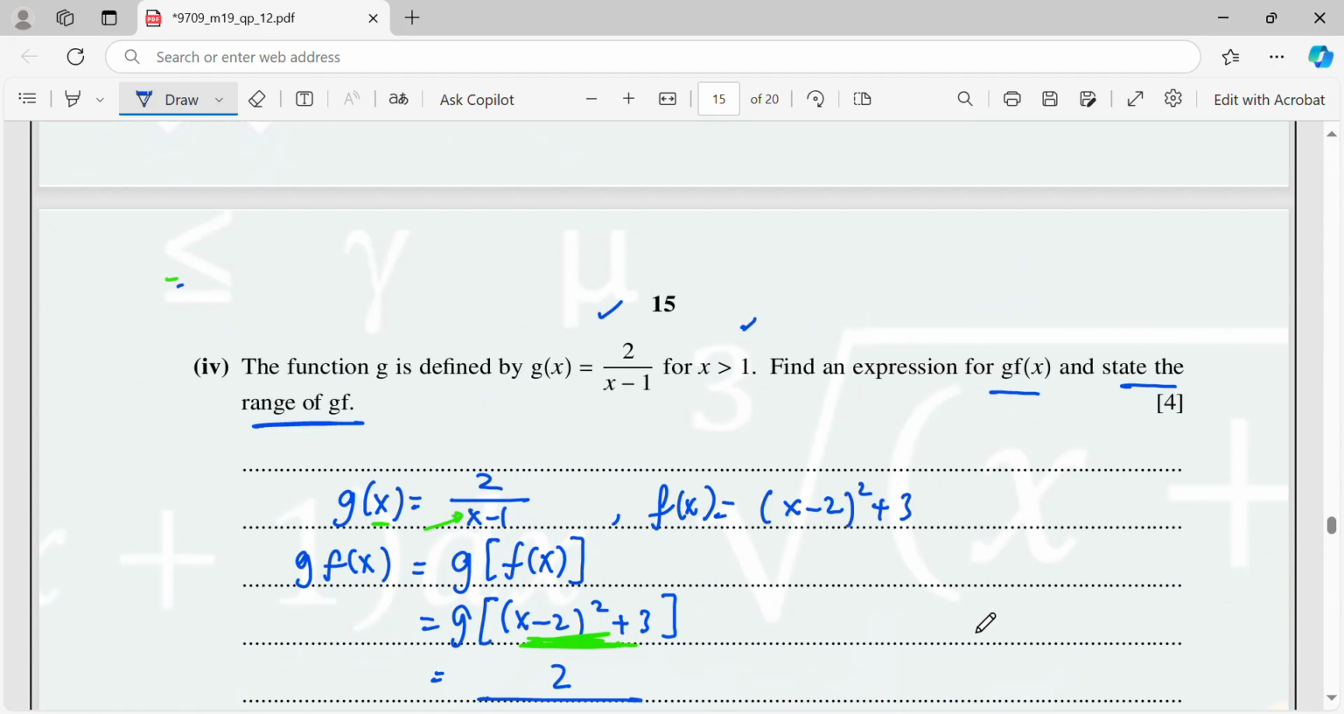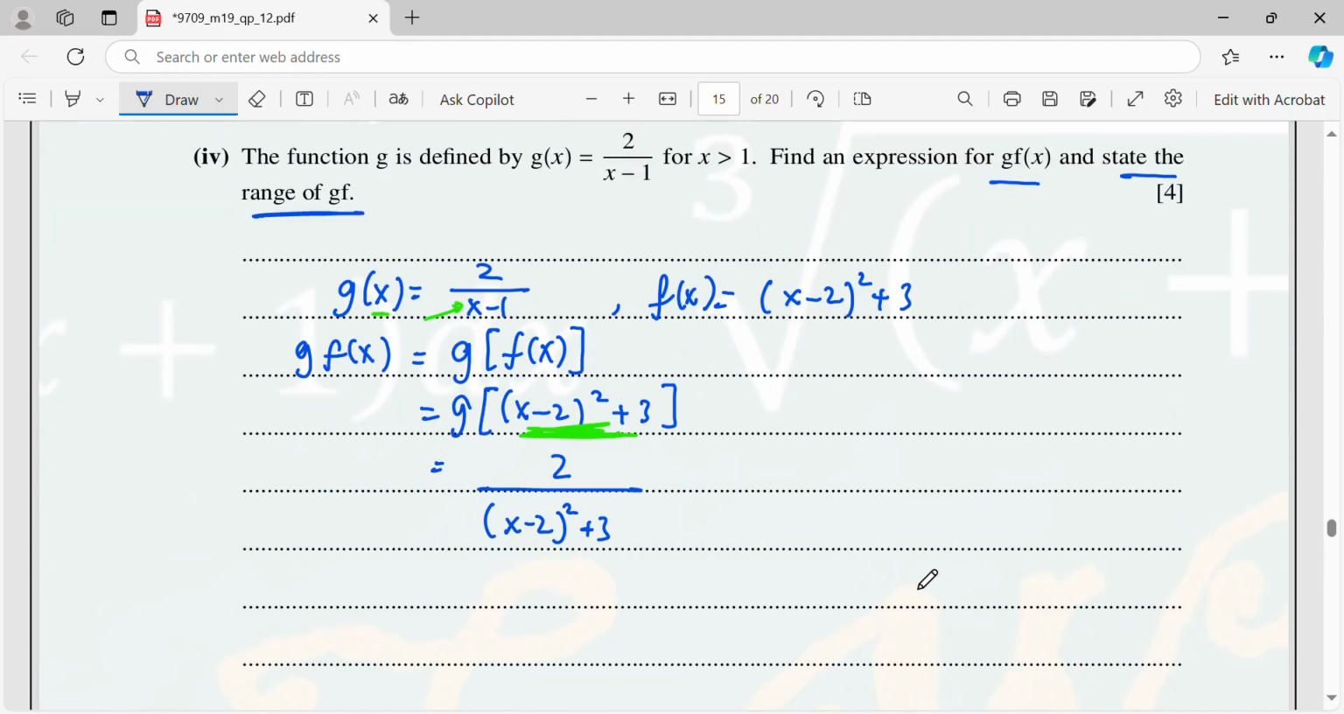Or probably I will just write this, then minus 1. This is the simplest form. Then from here, you will be getting 2 over x minus 2 squared plus 3 minus 1, which is plus 2. So this is my g of f of x, simplest form.